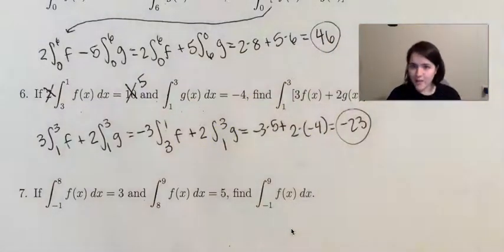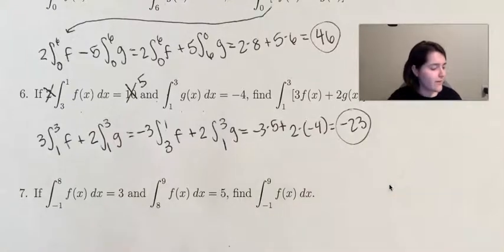And we get negative 23. There we go. All right, so moving on to number 7.